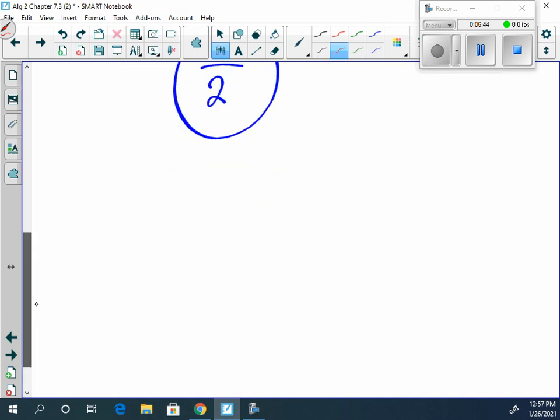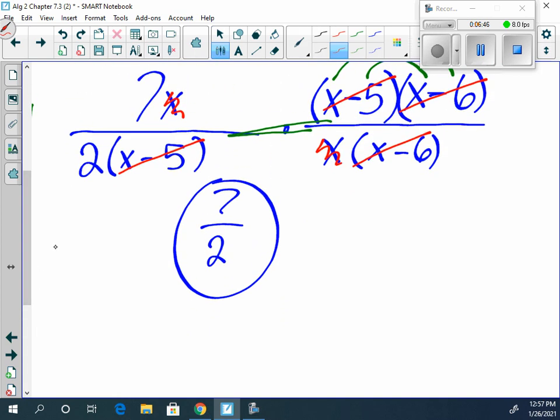Extend the page out a little bit. So we need to talk about our restrictions, yes? Because we cannot have the denominator be what? 0. We can't divide by 0, correct? So we would have our x minus 5 would be 1. And that would be it for the first fraction.